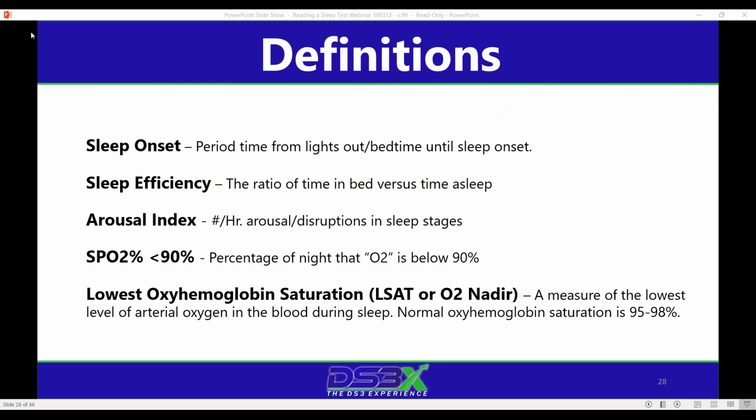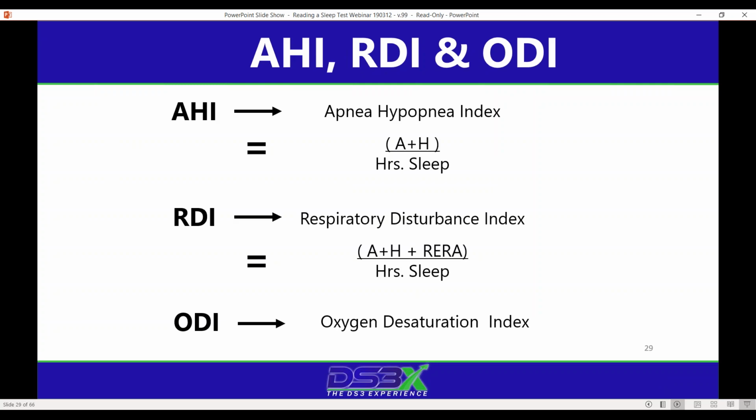And the last one on there is the O2 nadir or LSAT. That's how low the oxygen went at the lowest level. So it's kind of the opposite of pinnacle as your pulse oximetry reading throughout the night. That is the lowest point, and that can certainly show us how bad the apnea is as well. And so the AHI and RDI and ODI, do you want to explain those, Rich, or am I talking too much here?